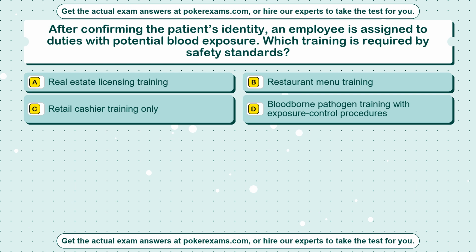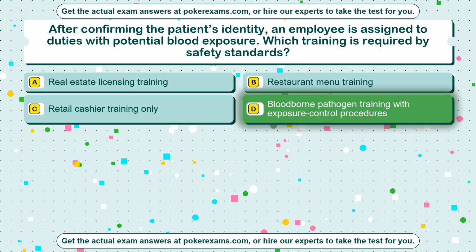Question 19. After confirming the patient's identity, an employee is assigned to duties with potential blood exposure. Which training is required by safety standards? Option A, real estate licensing training. Option B, restaurant menu training. Option C, retail cashier training only. Option D, bloodborne pathogen training with exposure control procedures. The correct answer is option D, bloodborne pathogen training with exposure control procedures.